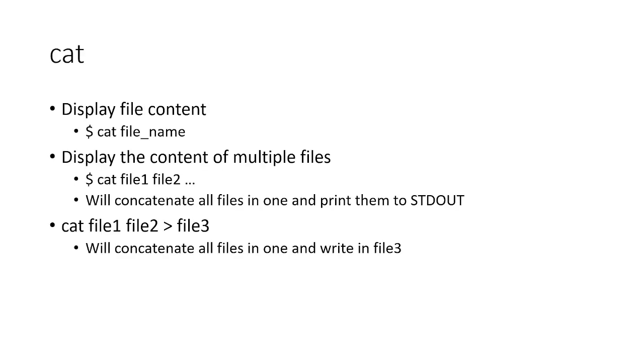cat is used to display the file content: cat file name. And if you want to display the content of multiple files, we can give it like this: cat file1 file2, and it will concatenate all the files in one and print them in your standard output. But suppose you want to redirect the standard output to a file, we can give it like this: cat file1 file2 greater than sign file3. It will concatenate all the contents of file1 and file2 and write it to file3.